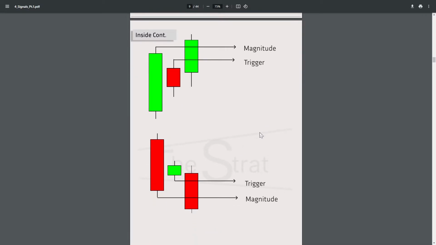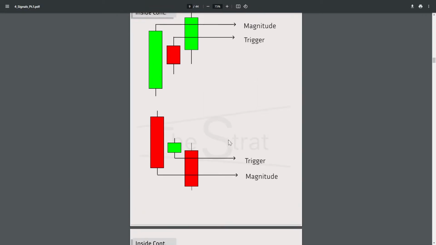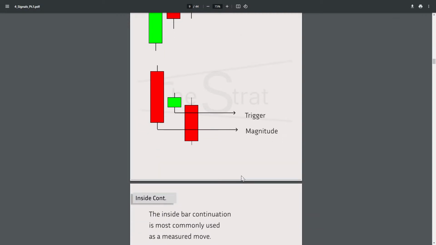So this is a 212 continuation, and it's a continuation because the first and the last are the same color. So we are continuing the original upside direction after consolidation. Okay, same thing, same trigger, same magnitude. And this is a 212 bearish continuation because the original direction was down, consolidation, continuing the original direction. And again, entry, target / magnitude.